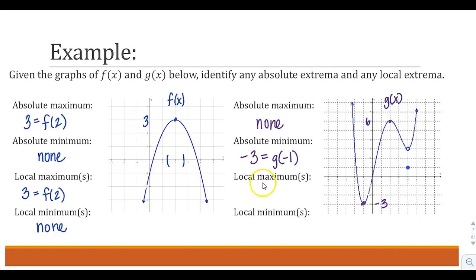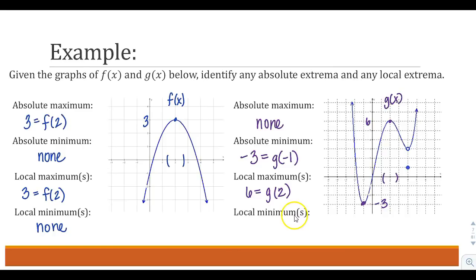Now, for local maximum, is there a little interval where there is a biggest y value? The answer there is yes. Around 2, we do have a biggest y value that occurs at 6. So although this was not an absolute maximum, it is a local maximum. So 6, which is g of 2.